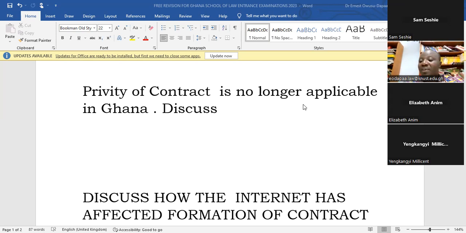Okay, so now we are moving away from the vitiating factors to public policy and illegality. Any question from public policy and illegality? Okay, if there's no question from public policy and illegality, let us go to discharge of contract: frustration, performance, agreement, and breach. Any question? Anything you are not clear about?